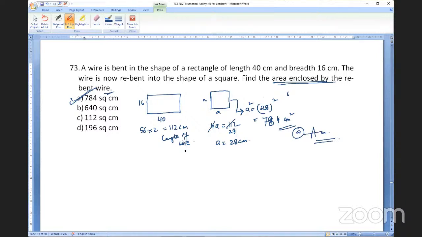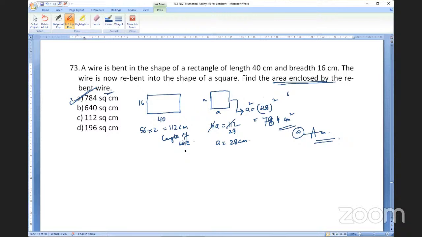We have got answer A, B also, 640, how come? And somebody has answer C also. No, the answer should be A. We need to find first the length of the wire with the help of the perimeter of the rectangle. That perimeter is used to define the square's perimeter. So 4A is 112, A is 28 centimeter, the side of the square. After that, they are asking to find the area enclosed by the rebent wire. Area enclosed will be the area of the square. Area of the square is 28 square, that is 784 square centimeter.